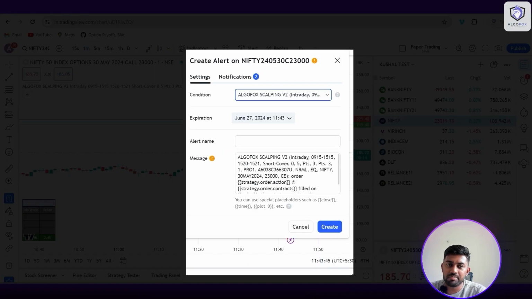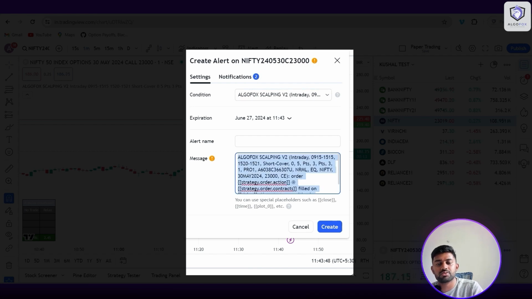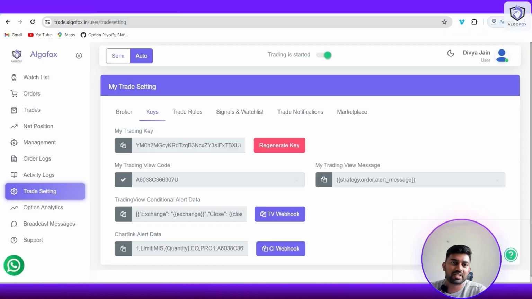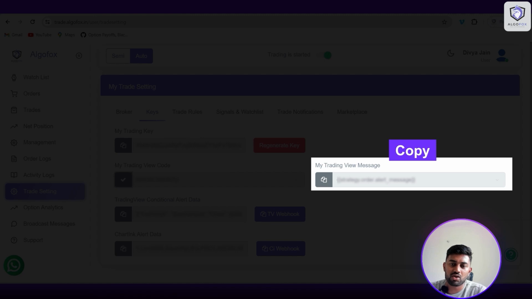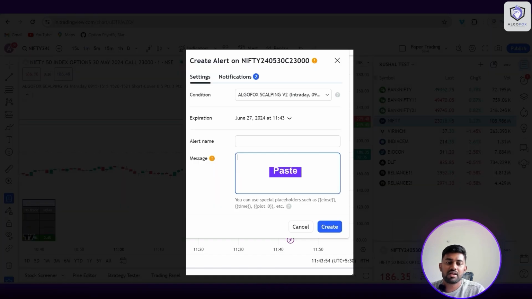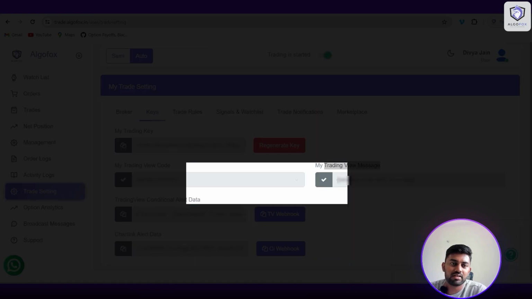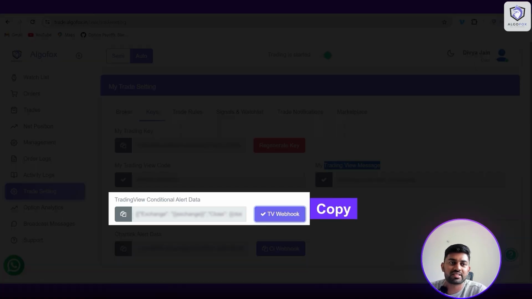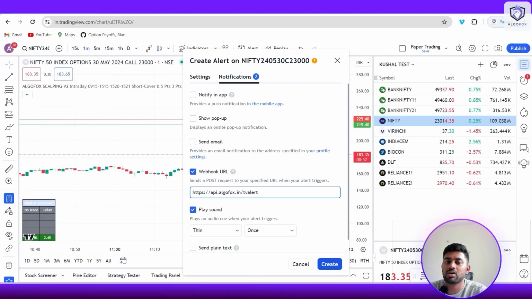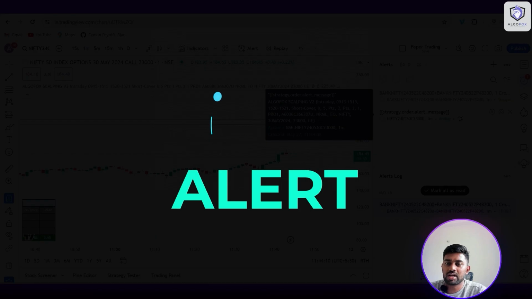Select the strategy name, that is Algofox scalping version 2. Delete everything from the message. Come here and just copy this My TradingView message. Paste it here. In the notification, there is a webhook URL already added. You'll get the webhook from here. Copy this, add it here, and simply click on create. And that's all. Now the alert is active.